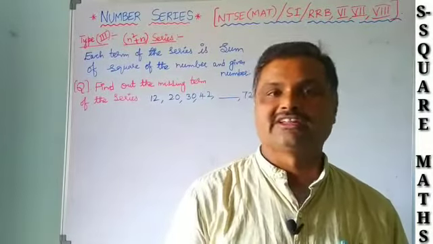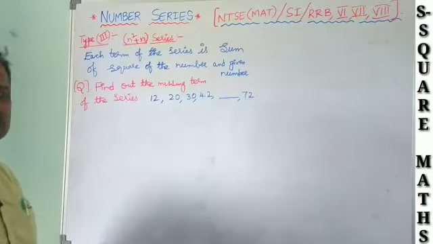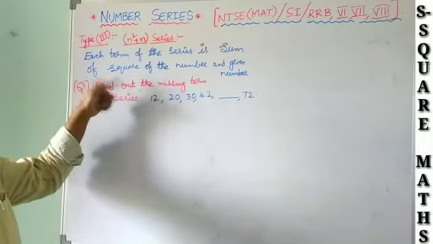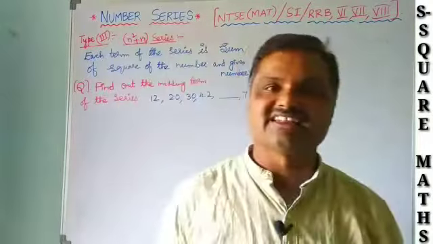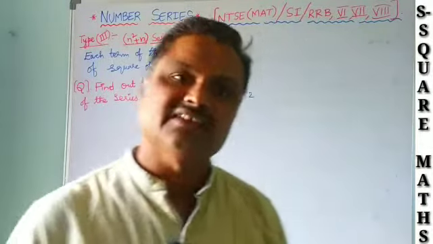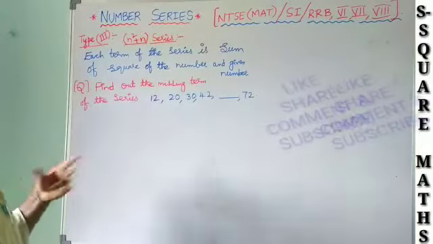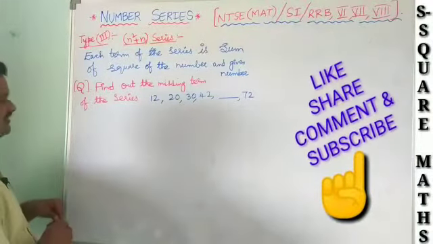Now we are going to the third type, the n square plus n series. Let us go through our statement. Each term of the series is the sum of the square of the number and the given number. So if n is any number, its square is n square, and n square plus n is our series. For that let us go through the example now. Find out the missing term of the series.